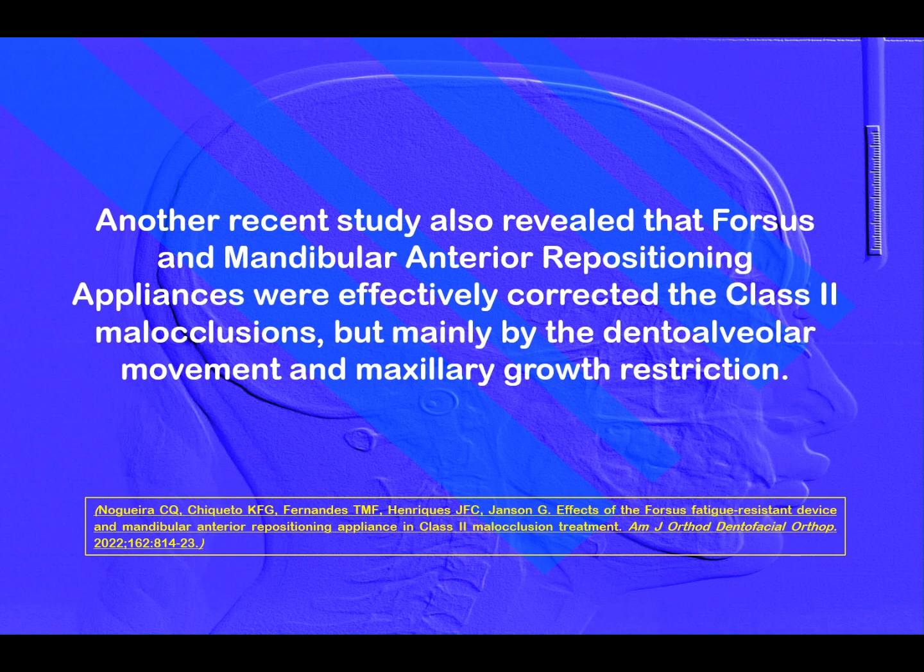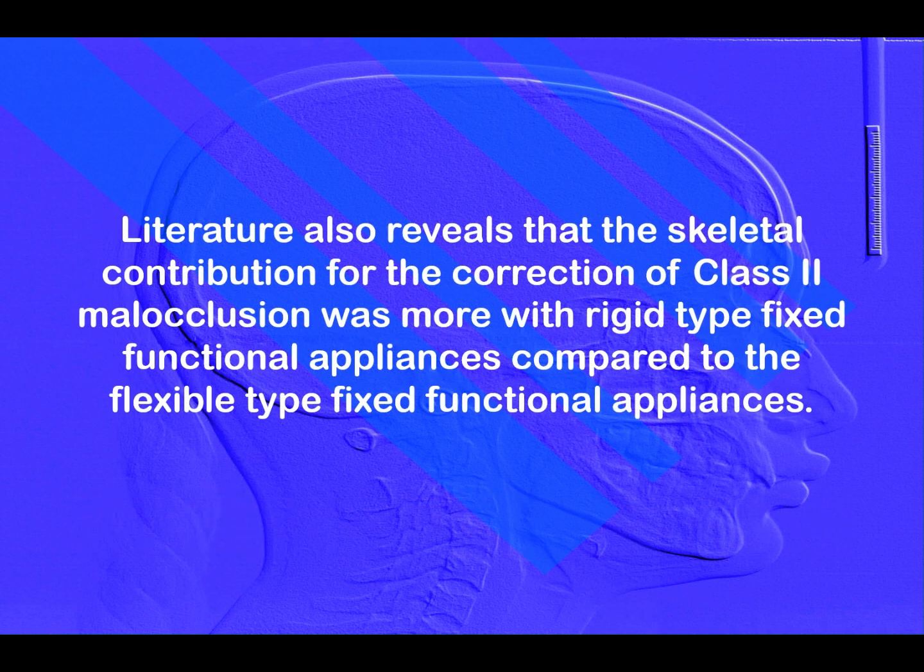One more study by Nogueira et al. in 2022 also revealed that fixed functional appliances like Herbst and mandibular anterior repositioning appliances effectively corrected the Class II malocclusions, but their effects were mainly by the dentoalveolar movement and maxillary growth restriction. Various studies also reveal that the skeletal contribution for the correction of Class II malocclusion was more with rigid-type fixed functional appliances compared to flexible-type fixed functional appliances.